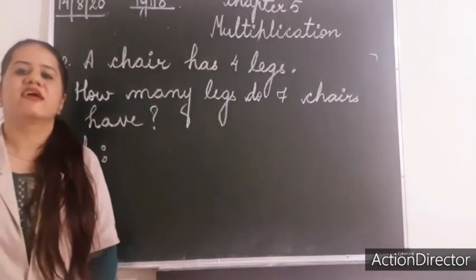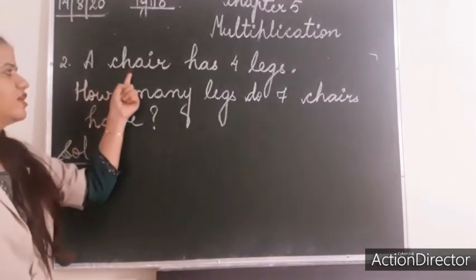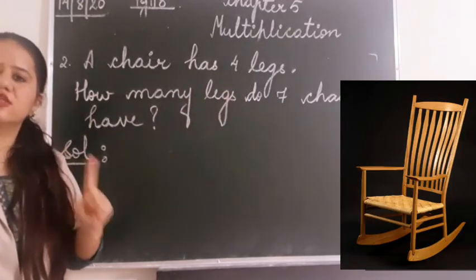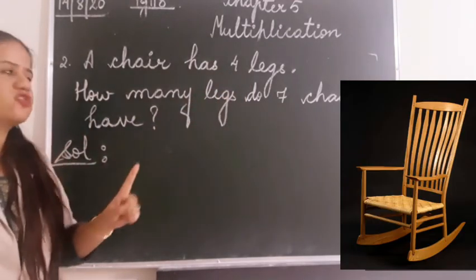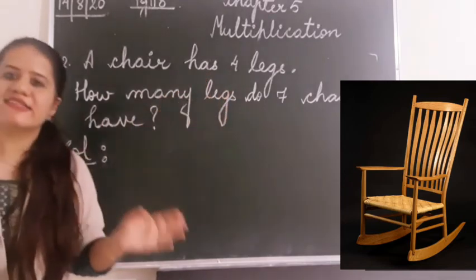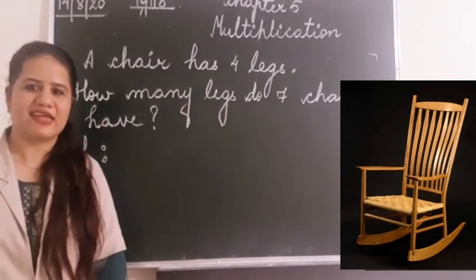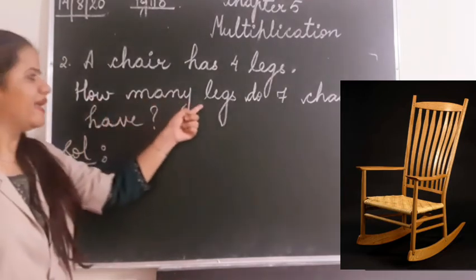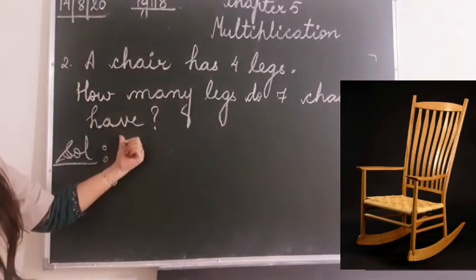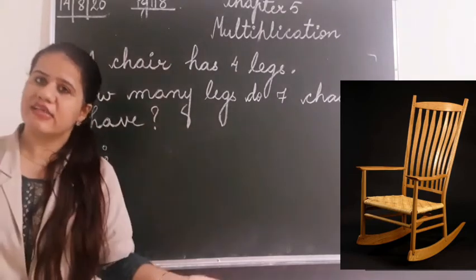Yes kids. The next question is a word problem. Let's read it. A chair has 4 legs. A chair means one chair. One chair has 4 legs. Okay. Chair has legs but chair cannot move, isn't it? It's a non-living thing. Yes. How many legs do 7 chairs have? Okay, now one chair has 4 legs and we have to find out for 7 chairs.